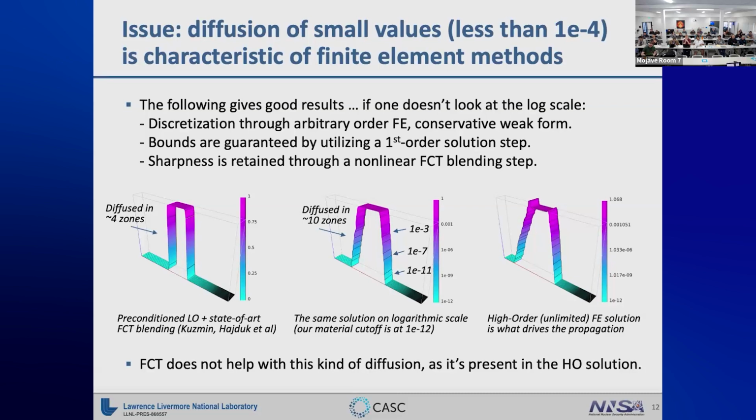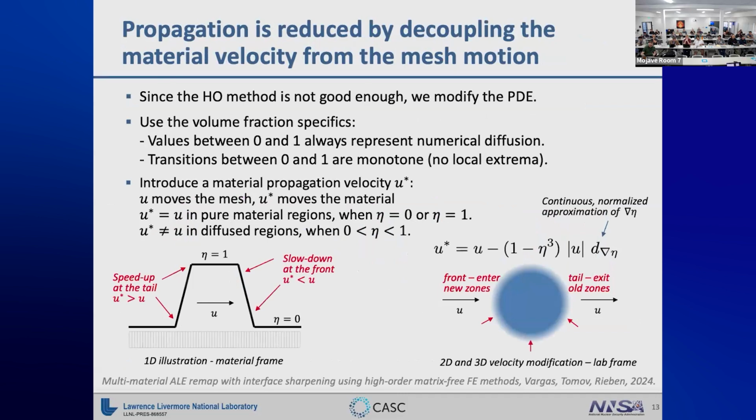FCT does not help with that. The higher order solution also sees that. So you need to do something on the PDE level. What we did, we modified the material velocity. There are two ways to fix this diffusion. One is changing the convective term, as we do, and that has the benefit that you don't change your operator. So if you have things like partial assembly, GPUs, if you only change the velocity, that changes nothing. That just changes the values at the quadrature points.